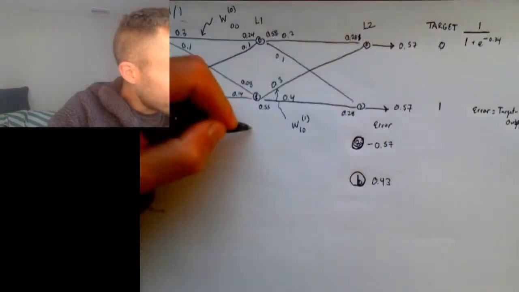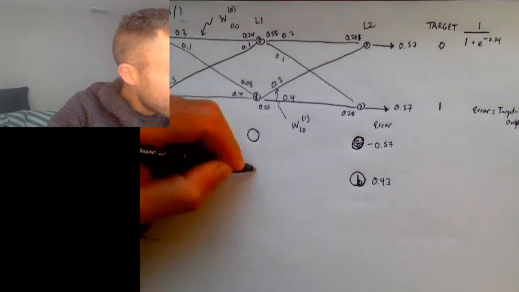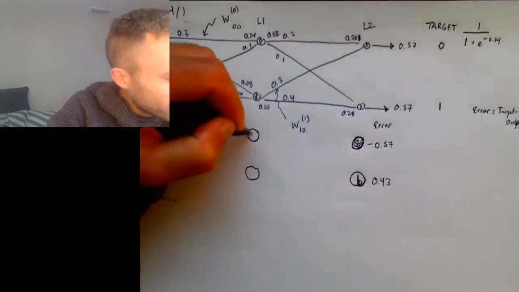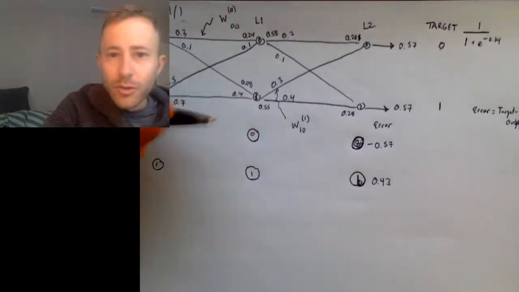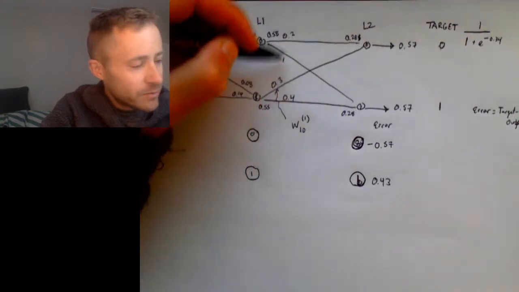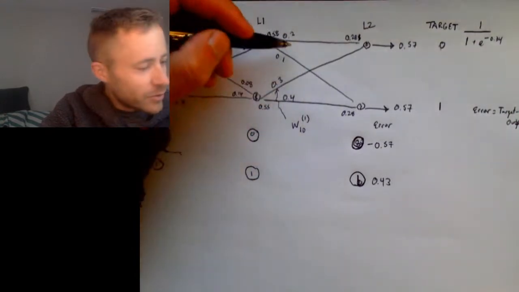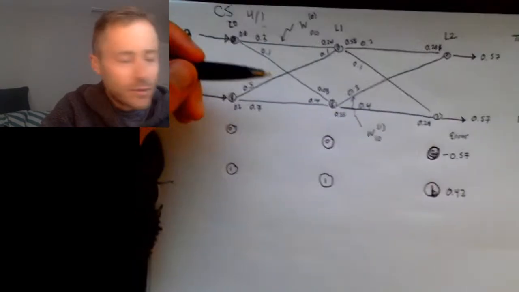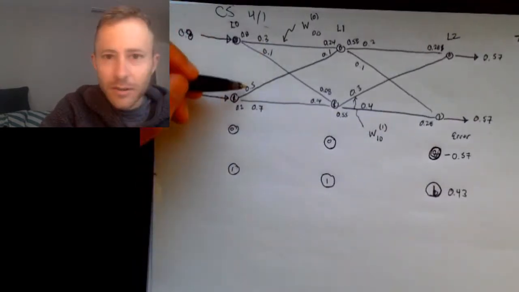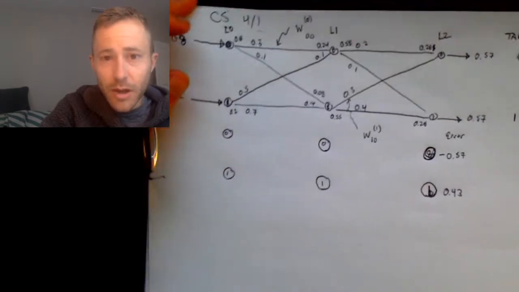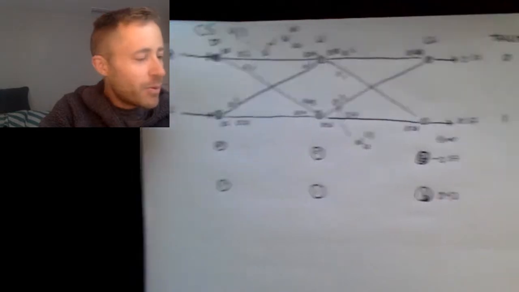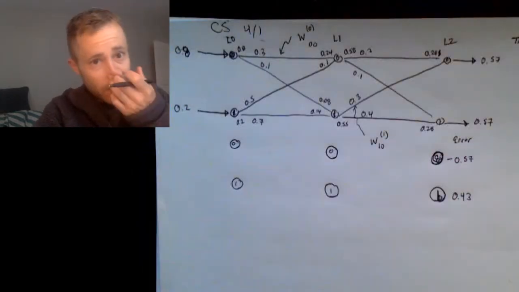Now let me draw the rest of the network. And so the idea is we want to use the error to update the link weights. Update these numbers, 0.2, 0.1, 0.3, 0.4, 0.3, 0.1, 0.5, 0.7. Update those numbers so that the output is going to be closer to the target.